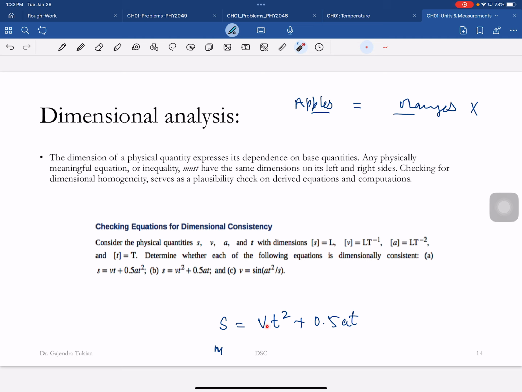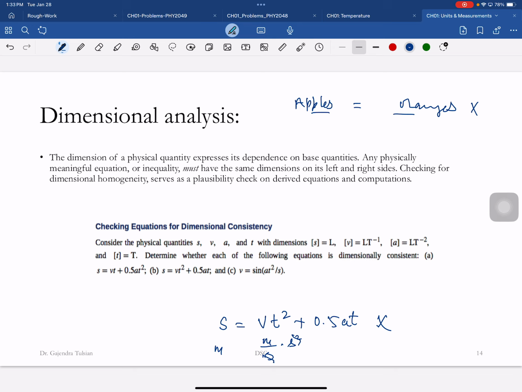V stands for velocity. Velocity has units of meters per second. T stands for time, and that's time square, so second square. So this first term is meters times second. That's not an apple. So there's no way this equation is right. And that's all dimensional analysis is. It's a quick way to test and see if an equation has the possibility of being right.